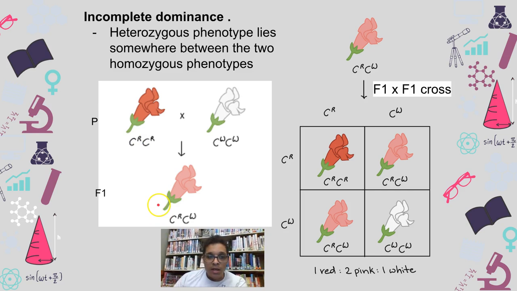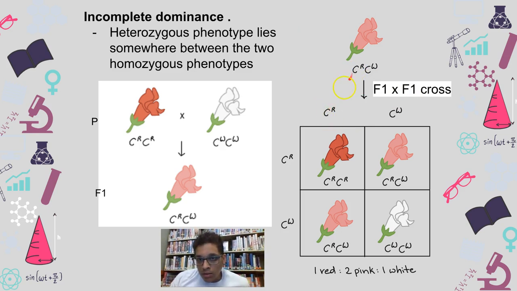And if you were to take red paint and mix it with white paint, you're going to get that pink. And so that's what it means by the phenotype lying somewhere between the 2 homozygous phenotypes. Now you'll take that F1 and do a cross with it, so you'll cross 2 F1s, and so you'll take this pink flower, cross it with another pink flower, and you'll fill out your Punnett square.